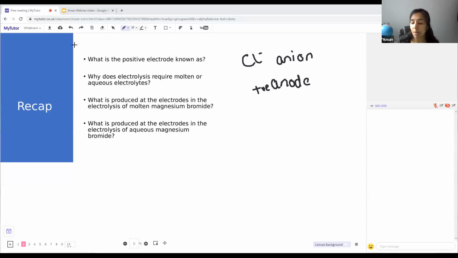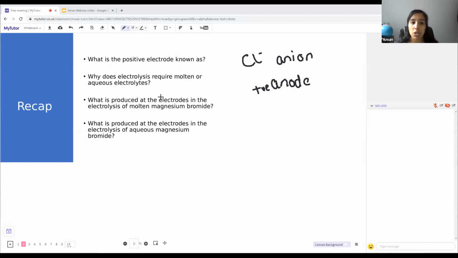Hopefully you remember that we looked at ionic compounds a couple of weeks ago and they form a giant lattice. That lattice structure is very strong. The ions can't move because of the strong electrostatic attractive forces between the ions. So what's really important is that we need to either melt that ionic compound or dissolve it in a solution to allow those ions to freely move. And when we melt it or dissolve it in a solution, an electric current can pass through it.